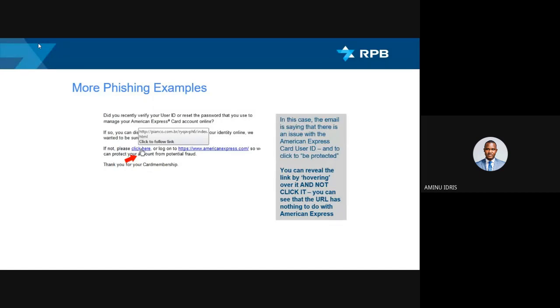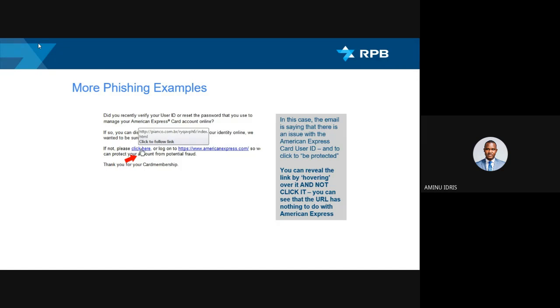We may have a situation where they write the link correctly, but the link embedded into it is not the link that was written there. So you have to be very, very careful. How can you protect yourself against that? You hover over it. When you hover over it, you can detect the real link. And then from there, you decide whether to click and proceed or ignore the email completely. So in this case, the email is saying there is an issue with an American Express user account ID. Like I said, hover over it and do not click it. Don't click it. You just hover over it.